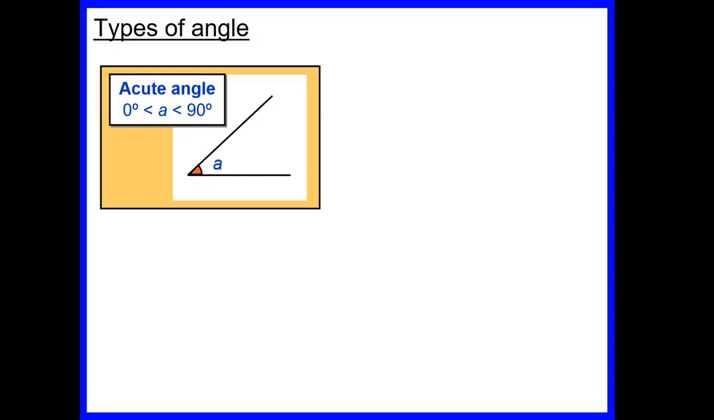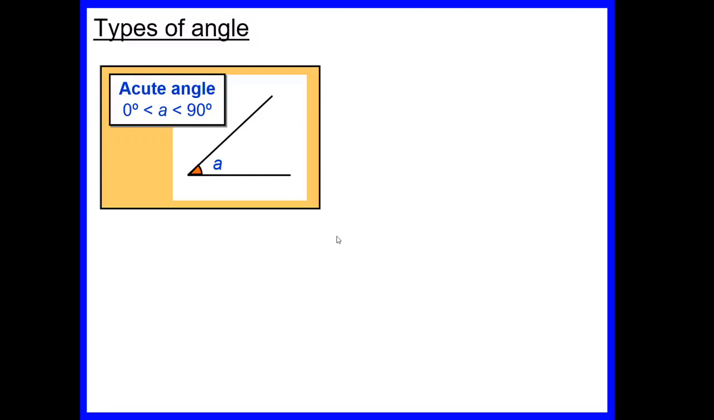So we're going to start off today then by checking we understand the different types of angles. So we've got 4 types of angles that we're going to look at. We've got our acute angle. Our acute angle is between 0 and 90 degrees. Now that doesn't include 90, so this symbol tells us it's less than, so less than 90 degrees.